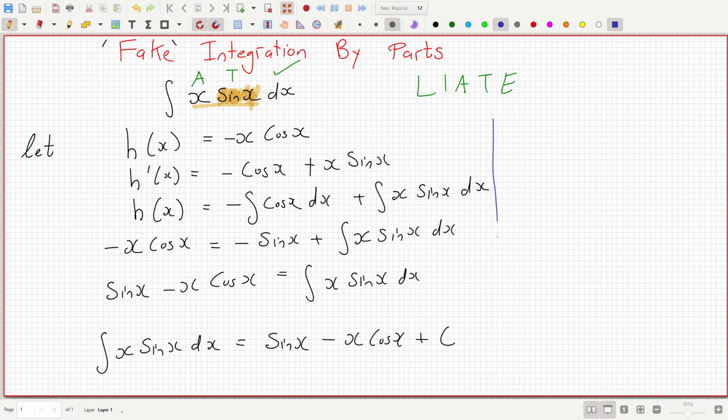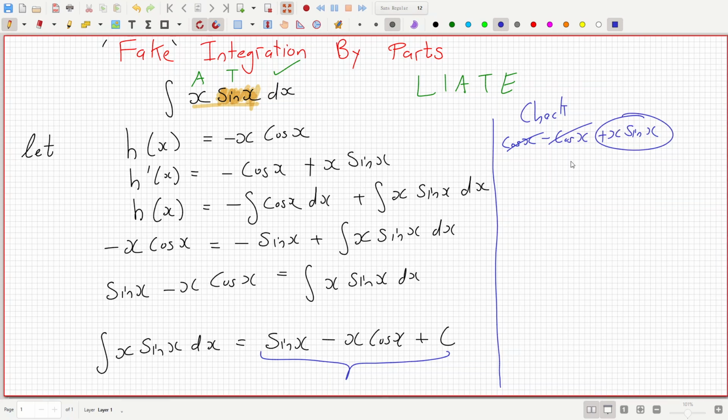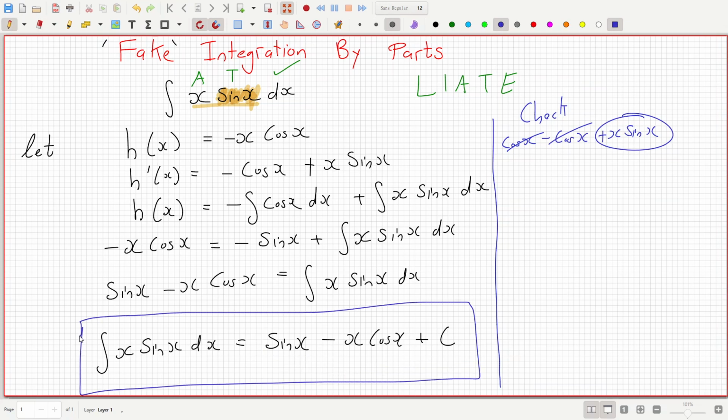And if we want, we can check the answer. So if I differentiate this, I should get x sine x. Let's test it out. Sine x differentiates and becomes cos x, minus x cos x. We need the product rule here. So that would be minus cos x, minus x sine x, but it's actually minus sine x, so that becomes a plus, and the c is gone. These cancel, and we're left with x sine x. So it checks out. We have successfully integrated here, and that is the answer, using the technique which I am calling fake integration by parts.